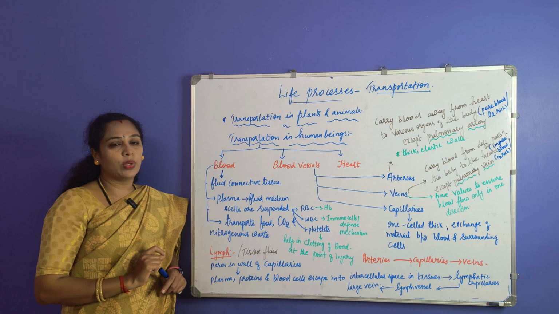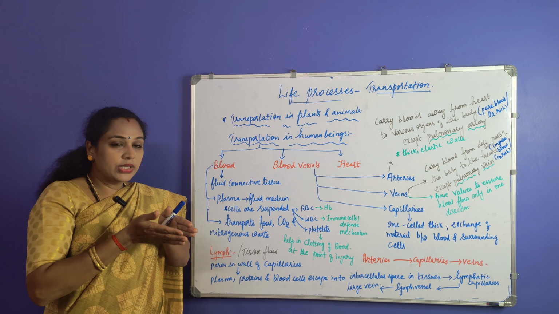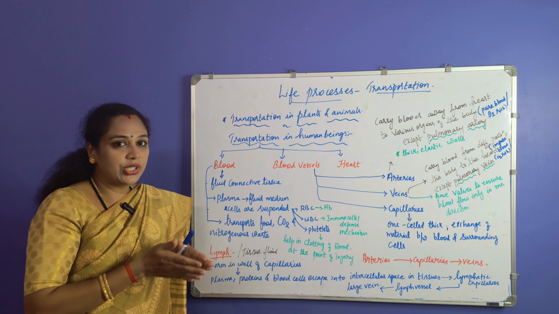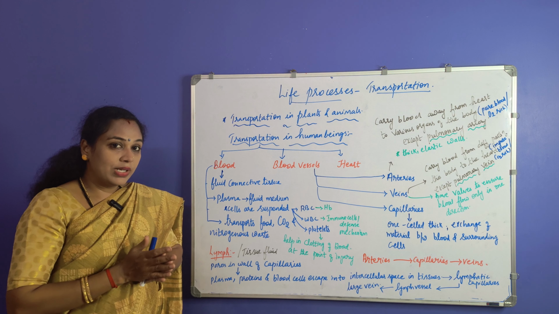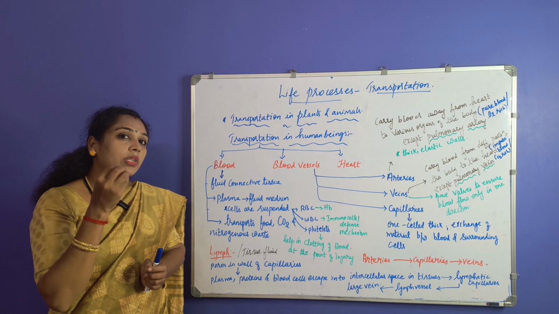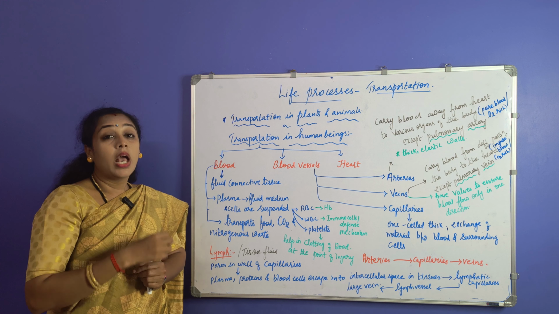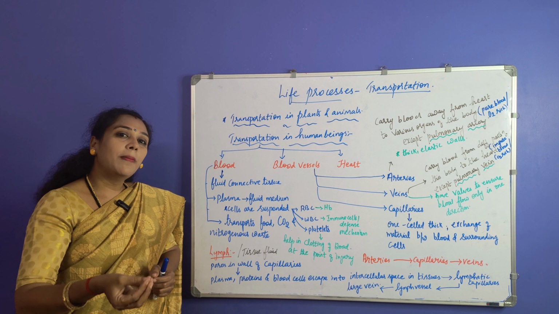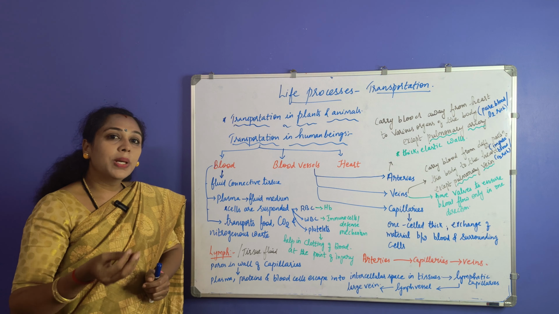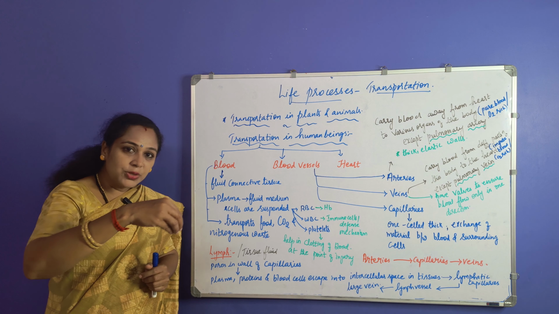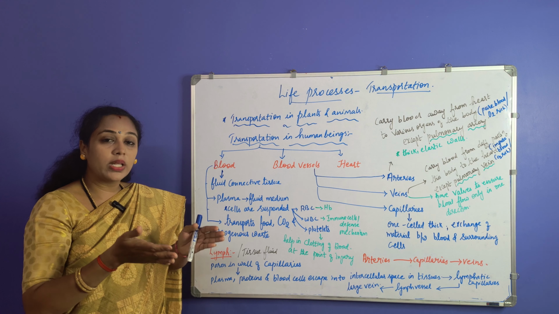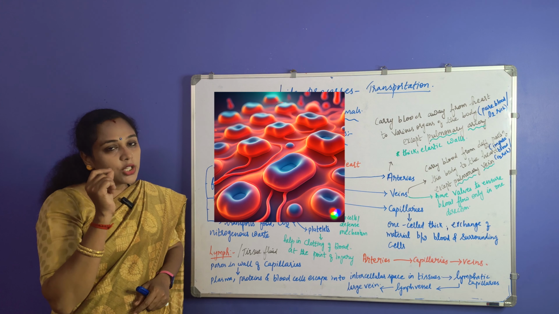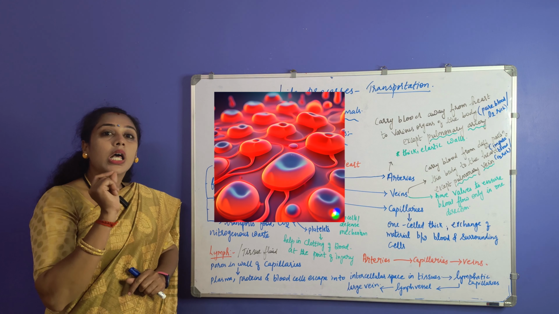Why it is called tissue fluid is, when these capillaries, as I told you, are one cell thick, trying to reach each and every cell, the capillaries have tiny pores. Through these tiny pores, some nutrients and materials may leak out, and that fluid present between the cells in the tissue, in the intercellular space, is called the tissue fluid, also called the lymph.